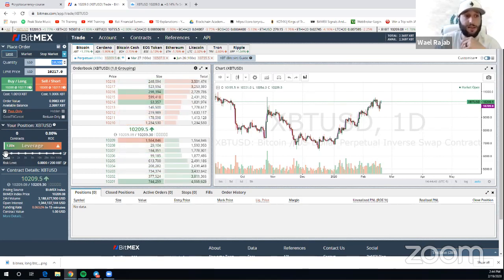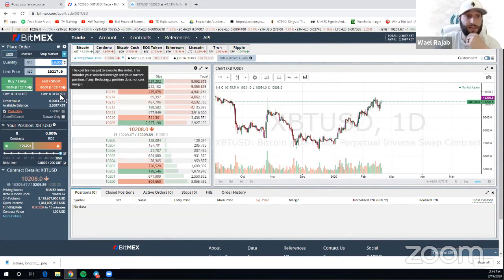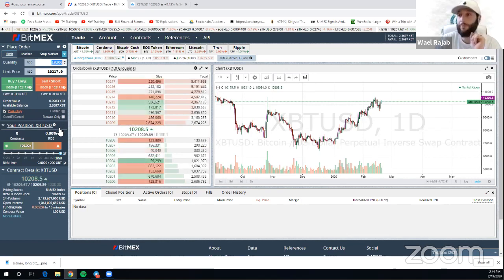When you have cross, this is going to cost me 0.004 instead of the Bitcoin, so it's going to cost similar to the 100x. I'm not post only, right? I don't want to accidentally do this and lose a Bitcoin by accident. So this is isolated margin.